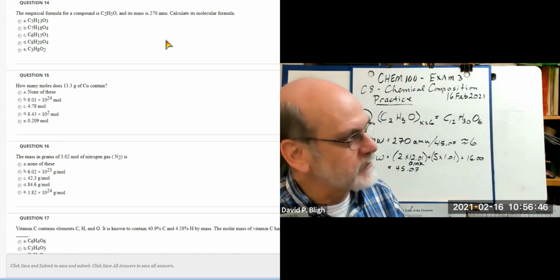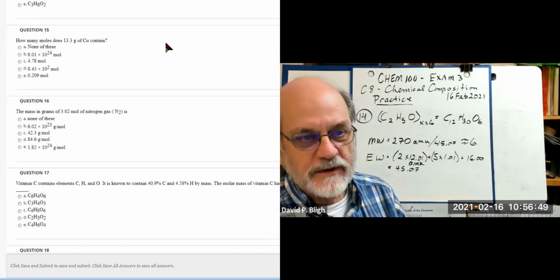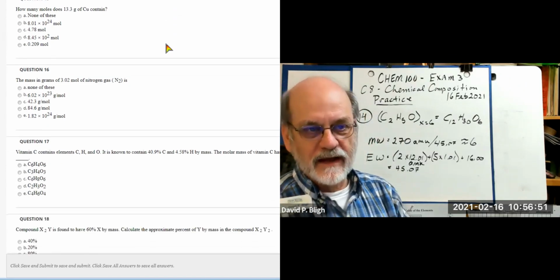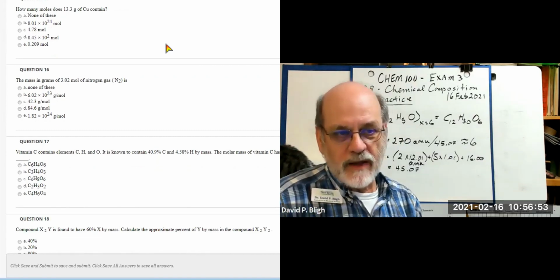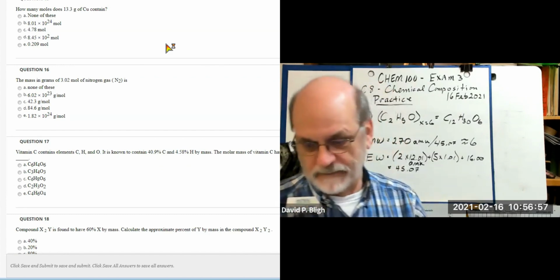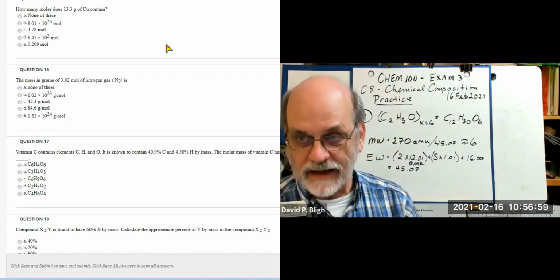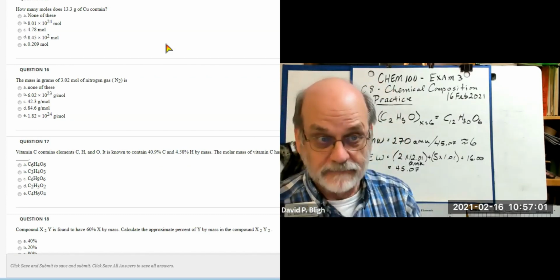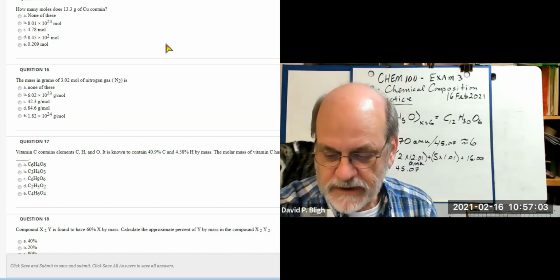All right, let's move on, we're doing good on time. Let's move on to 15. How many moles does 13.3 grams of copper contain? All right. This should be fairly simple. We've done one like that before today. So let's see, 15.